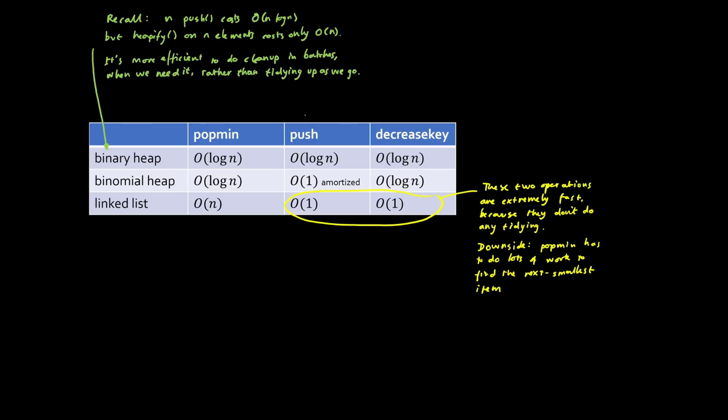Question: is there any way that we could modify the linked list so that when it does one batch of tidying up to find the next smallest element, some of that structure can be reused the next time it needs it?